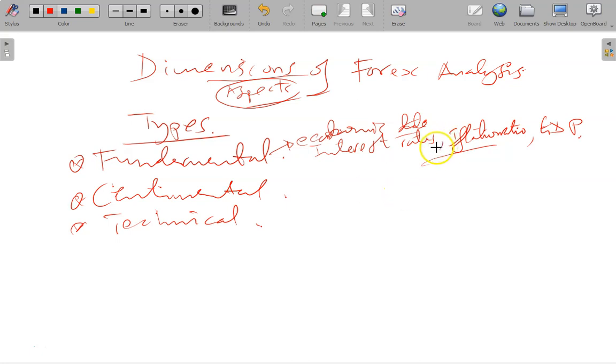Someone may think about where I will find those informations. They are found in various economic calendars like Forex Factory. You can find them in Forex Factory, and also we have investing.com. They always release those fundamental data. We call them FX calendars, the Forex calendars.